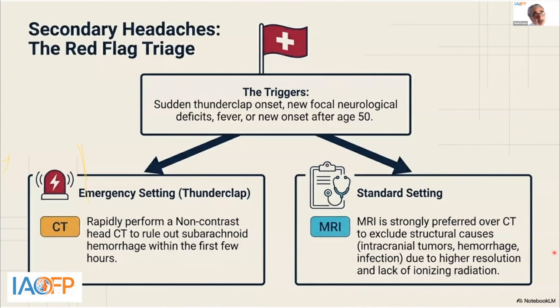For stable cases, MRI is preferred to detect tumor, infection, or other pathologies. So you have to weigh which way you need to go. But usually for established patients, MRI will be good. For emergency cases, CT scan will be the best. So you have to match the urgency and imaging to the clinical presentation. Again, tie them together. Don't order unnecessary imaging for our patients.